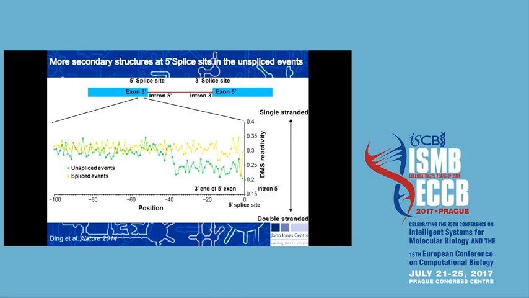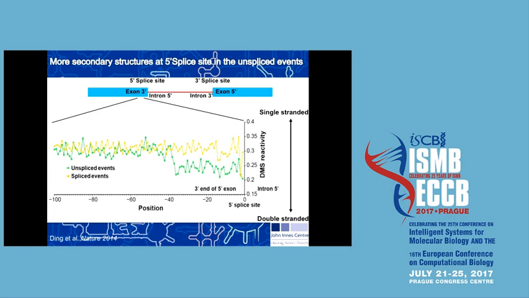Also, lots of people in the audience are interested in alternative splicing. Because this is the first library we generated in the mature mRNA, we can only capture exon information. So what we did is we took the 5' splice site, 100 nucleotides at the junction of the exon-intron region, and we separated the events into successful splicing events and unspliced events, which include intron retention and exon skipping.